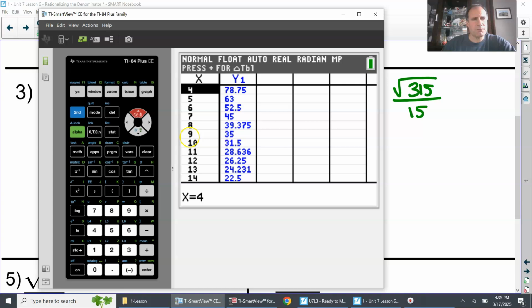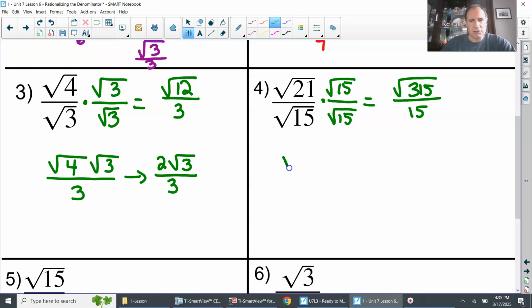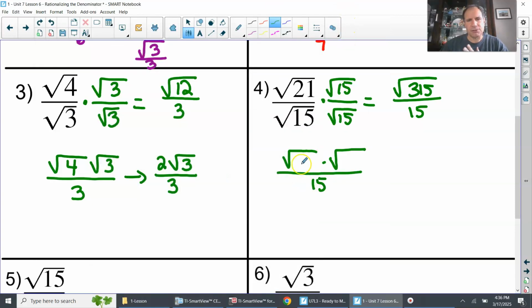So 4 is a perfect square. 9 is a perfect square. So right there, we're talking about 9 and 35. So that's the perfect square that goes in. I probably would start with 10 times 10, which is 100. That doesn't go in. 11 times 11 is 121. 12 times 12 is 144. Those don't go in either. So I've turned to the calculator, and there it is. 9 is a perfect square times 35 equals 315.